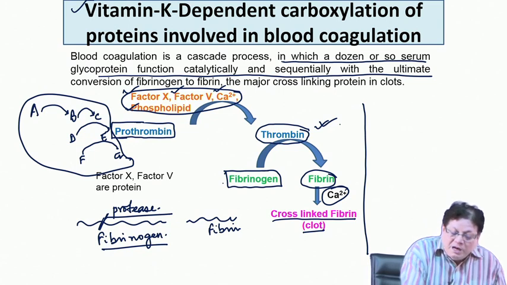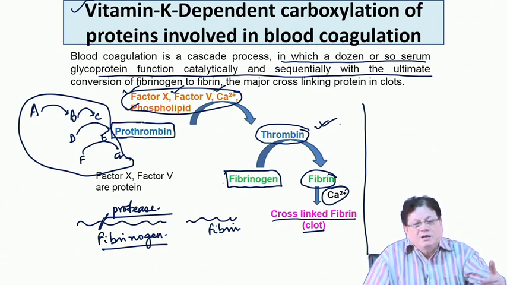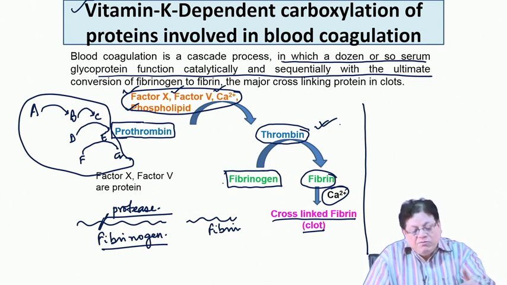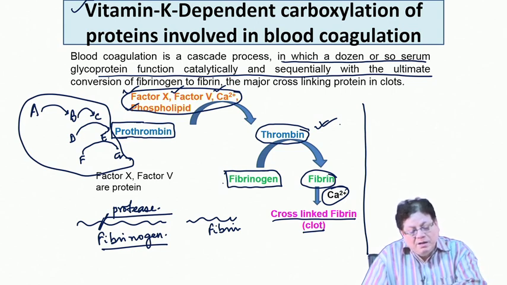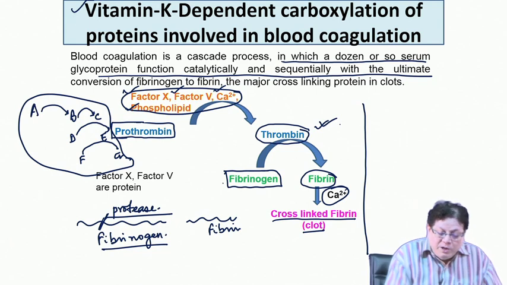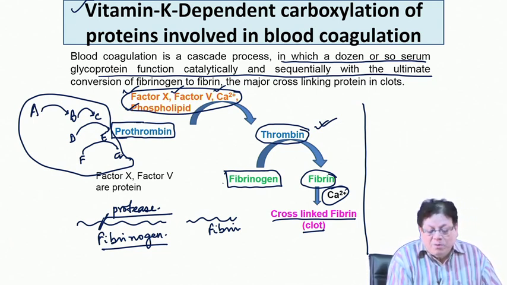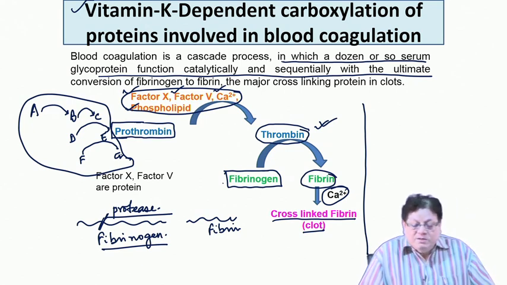Before that prothrombin, there are other previous cascade reactions, because I told you there are at least a dozen cascade reactions. These are the final steps of blood coagulation. Prothrombin goes to thrombin by the action of factor 10, factor 5, calcium and phospholipid, and the thrombin that is formed hydrolyzes fibrinogen to fibrin, and fibrin in presence of calcium forms a cross link. So, we are going to discuss this step where vitamin K has a role, prothrombin to thrombin. Now, let us see.